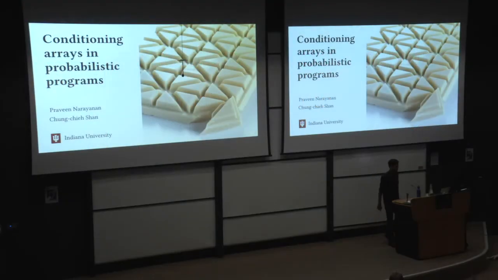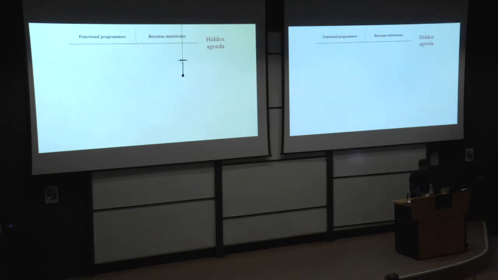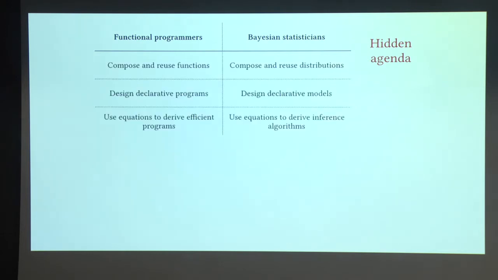So hi, I'm Praveen, and I'm generally interested in making our programs more elegant, especially if they deal with uncertainty. And I kind of have a hidden agenda, which is to share the idea with everyone that there are a lot of commonalities between functional programmers and Bayesian statisticians. But I'm not going to go into the details of that. It's a hidden agenda after all.